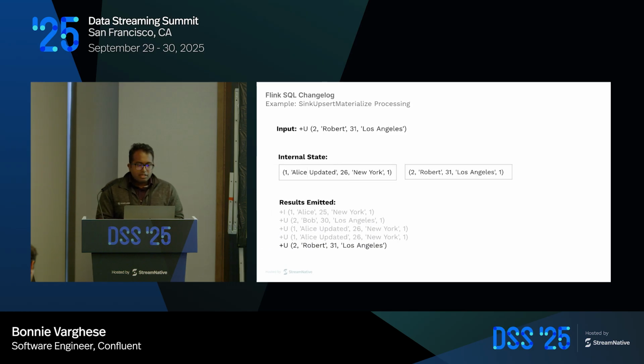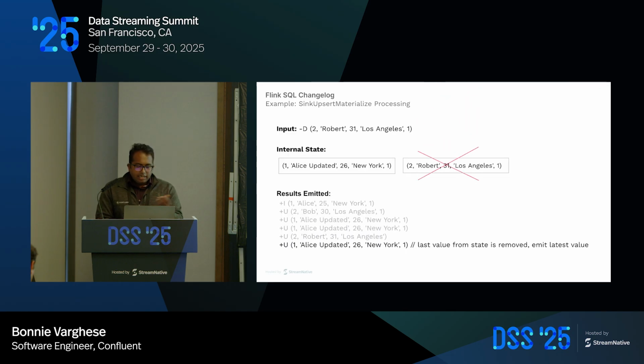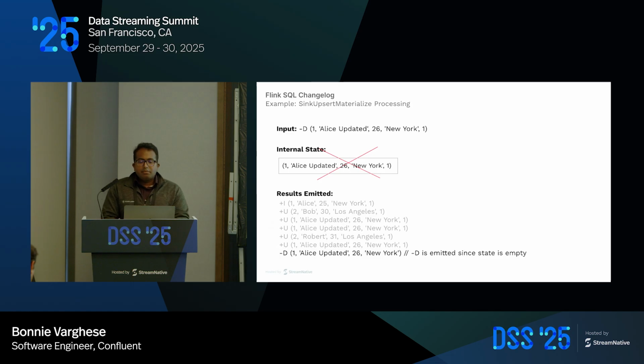So this is just an update after where you're inserting a new record. It adds to the state and emits the latest value, which is Robert in this case. And if you delete it, it will emit the new value of Alice, which is the previous value in the state. Finally, if you delete the last value in the state, that's when a -D is emitted.